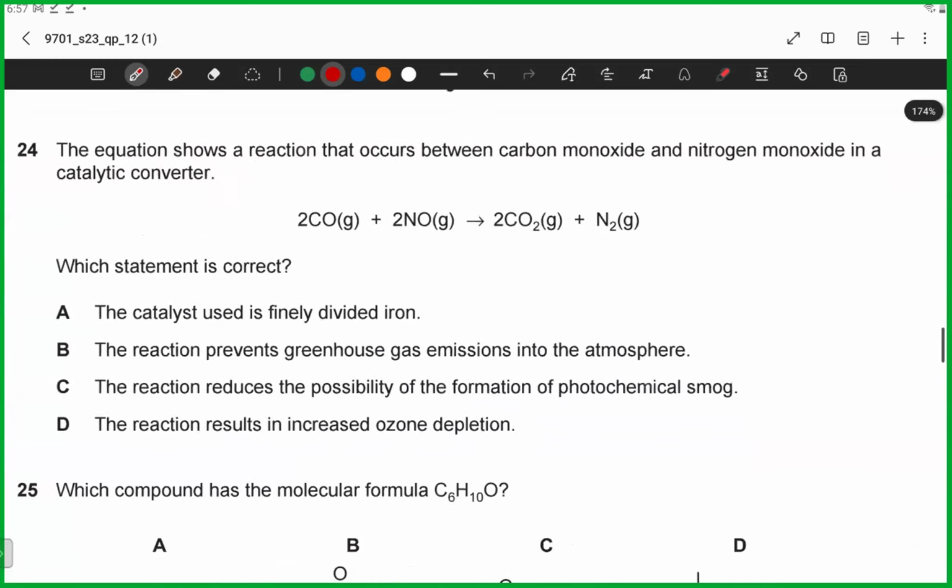अच्छा, और जल्दी से खत्म करने की कोशिश करते हैं. Okay, which statement is correct? Reaction occurs between carbon, so there's a reaction, catalytic converter में. अच्छा, remember catalytic converter में क्या होता है? It's either platinum, palladium या फिर rhodium catalyst, right? Iron तो नहीं है इसमें catalyst. अच्छा, B, is that correct? No, sir. CO2 is still a greenhouse gas. हाँ, वो greenhouse gas है.